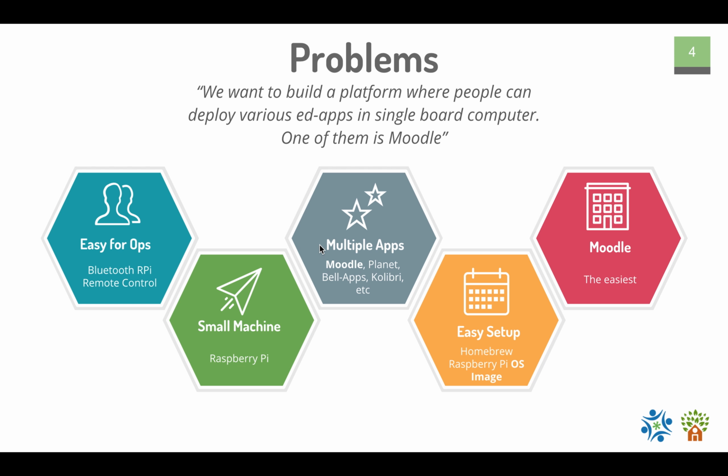So we want to make it easy for ops, meaning the ones who deploy the software, and we are developing a Bluetooth Raspberry Pi remote control for that. So basically now we have an app where, if they want to deploy Moodle, they just click deploy Moodle. If they want to shut down Moodle, they just click shut down Moodle. That kind of stuff.